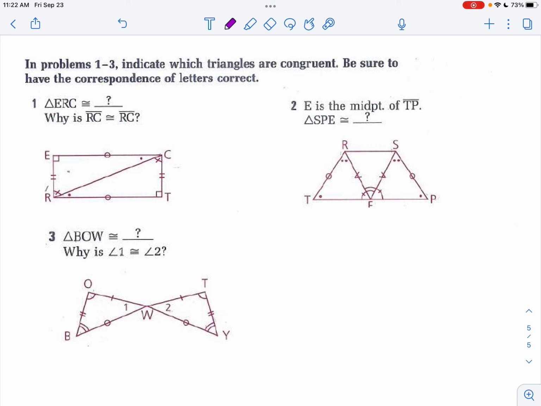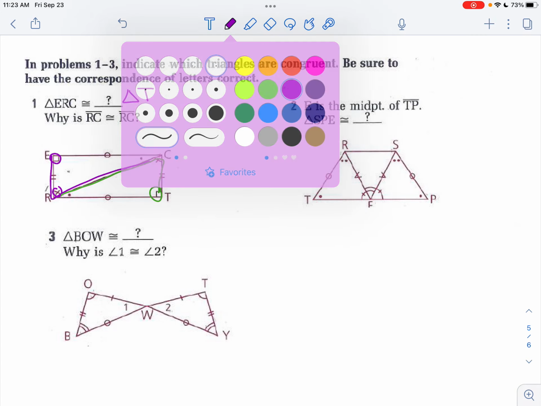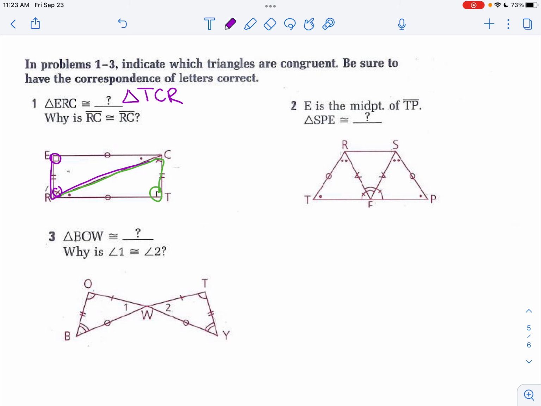All right, so our first one says triangle ERC. So when I go to make my statement, which one lines up to E? That's going to be the T. And then so I'm looking. So if I go E to R to C, right? There's lots of ways you could talk about it, but I'm gonna go right angle, then slash E, then dot. And so I need to do the same thing. I'll switch colors. So I'm gonna go right angle, then slash E over to dot. So that's gonna be TCR. TCR is the only answer for that. And surprise, surprise, why is the same segment congruent to itself? Because that's the reflexive property. There you go, now you see it.